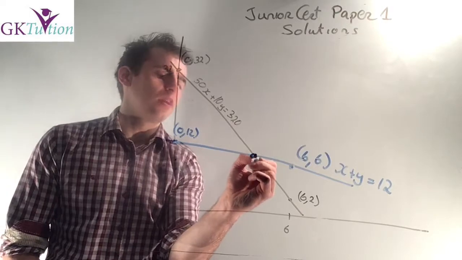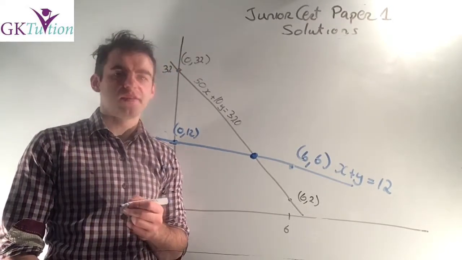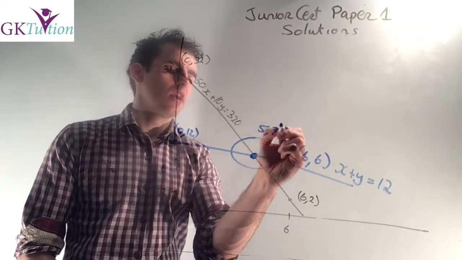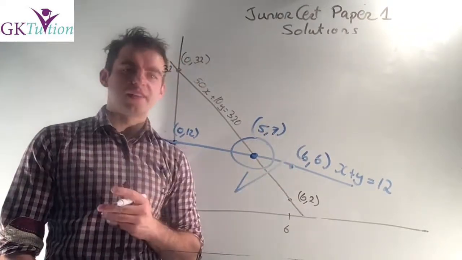And then what we were asked to verify is that the point of intersection is 5, 7. So if your graph is accurate, that should be the coordinate 5, 7. If it is the coordinate 5, 7, you tick it and you verify it.